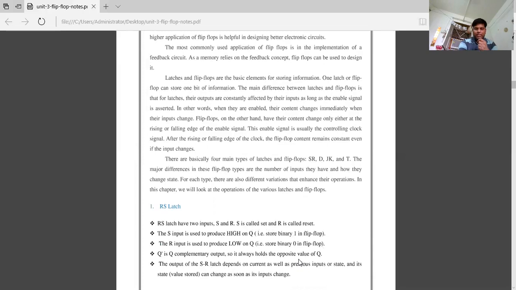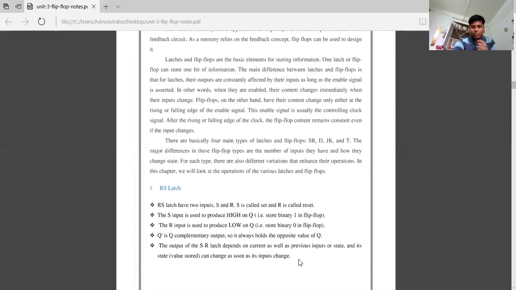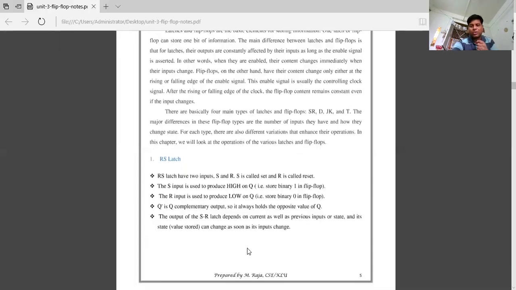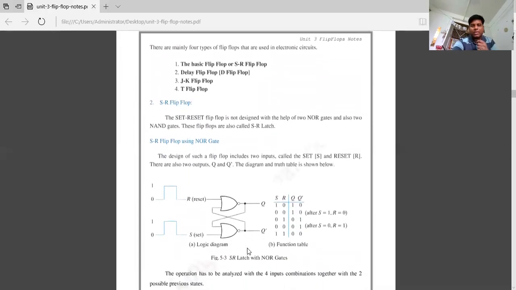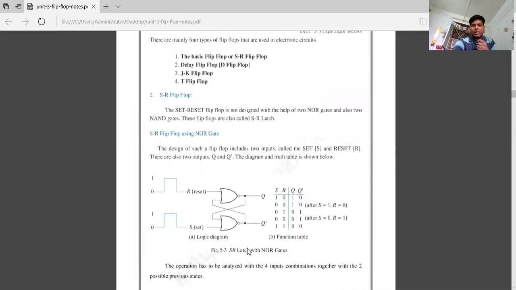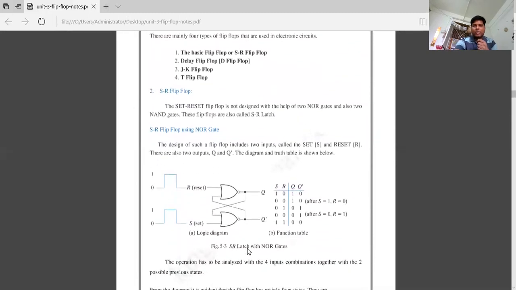First of all, the RS latch. The RS latch has 2 inputs, S and R. S is called set and R is called reset. The S input is used to produce high on Q, and the R input produces low on Q, and Q dash is the complement of Q. The basic flip-flop, the SR latch, is made from a combination of NOR gates.